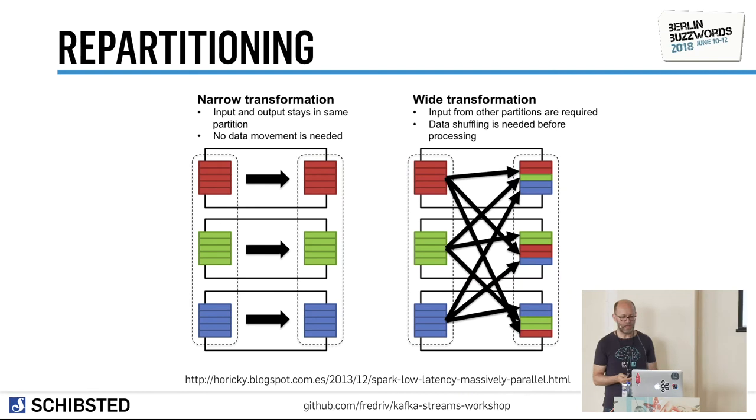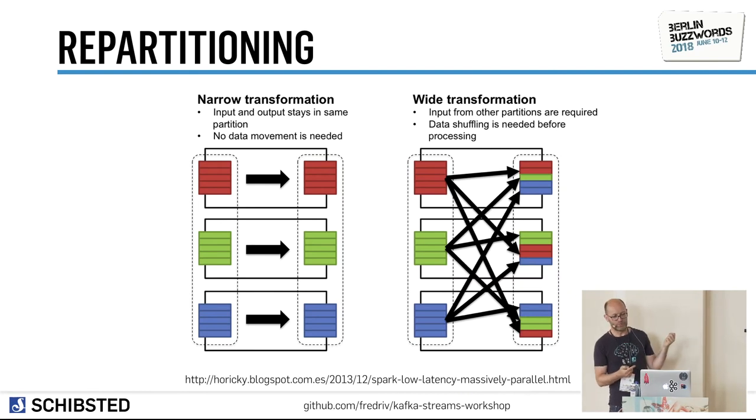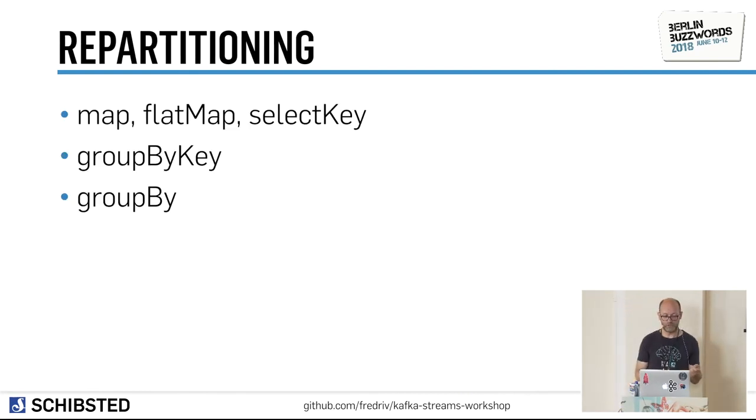This repartitioning will happen not only with this group by operation, but with a bunch of different operations. As we talked about, we already looked at map values and flat map values. Those don't touch the keys, so they do not trigger this repartitioning. But if you use map, which allows you to change both the key and the value, and similar for flat map, or any of these other operations like select key, group by key, and so on, they will trigger this repartitioning, and thus move data across your Kafka cluster so that you get everything together.